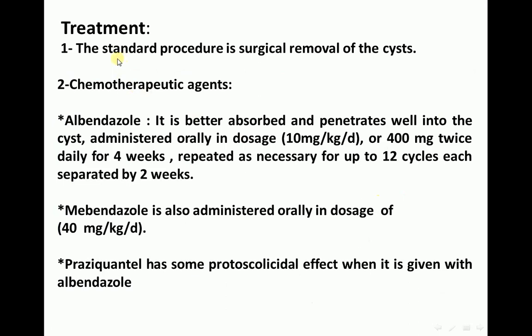Treatment. Standard procedure is surgical removal of the cyst or chemotherapeutic agents. These include albendazole. It is better absorbed and penetrates well into the cyst. Administered orally in a dosage of 10 mg per kilogram per day or 400 mg twice daily for 4 weeks. Repeated as necessary for up to 12 cycles, each separated by 2 weeks.